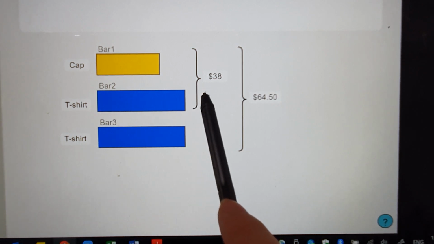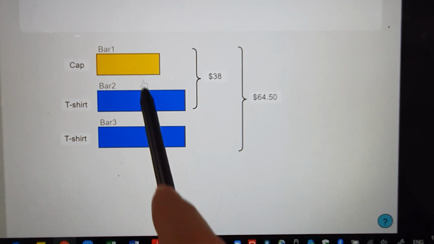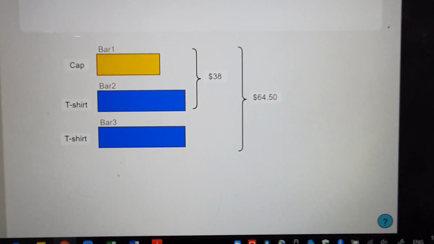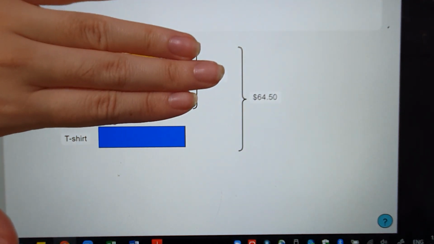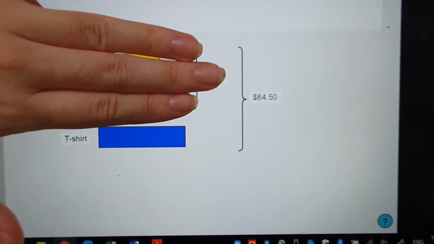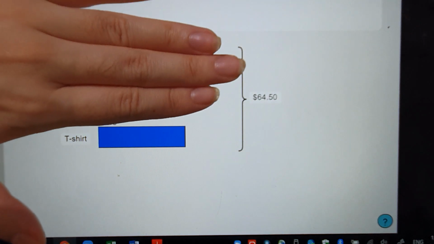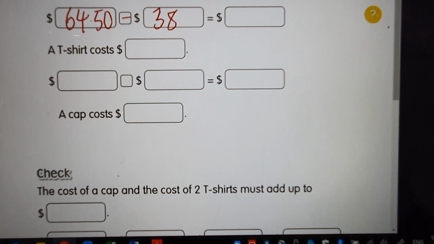Remember, you can never assume that they cost the same. So you should never be drawing them to be the same length. Okay, and if I take $64.50 minus 38, minus means I take away, means I don't want, so I can cover my model. I realize that I'm left with the price of my t-shirt only. Okay, so if I take $64.50 minus 38, I'm only left with the price of my t-shirt. Okay, so back to your workbook, page 191.